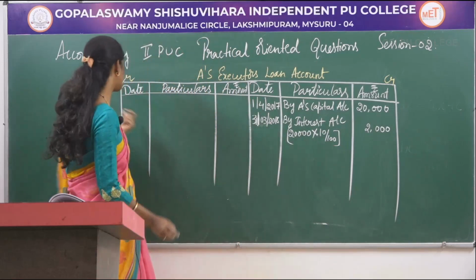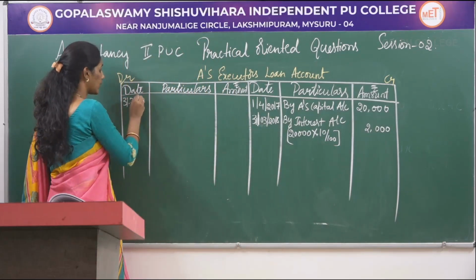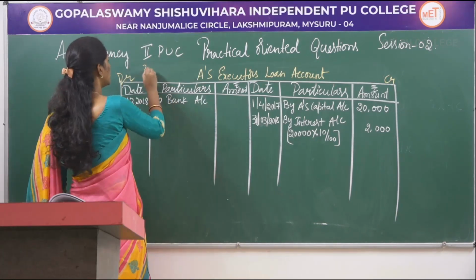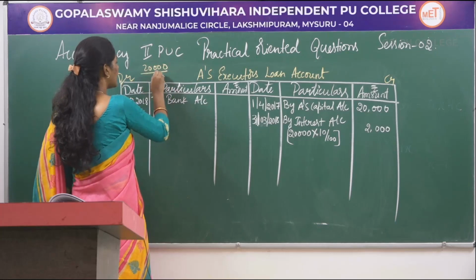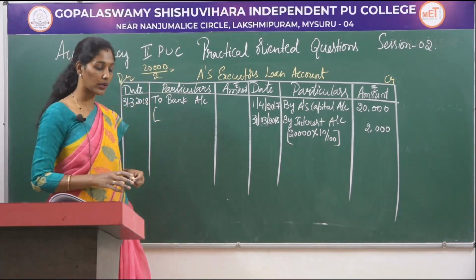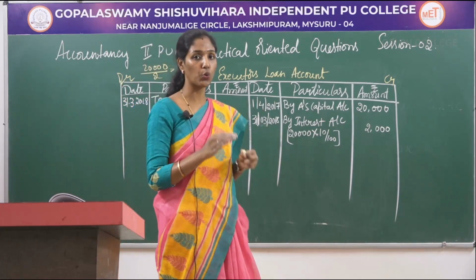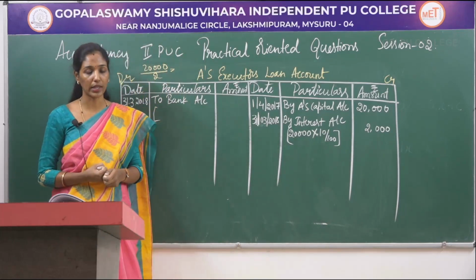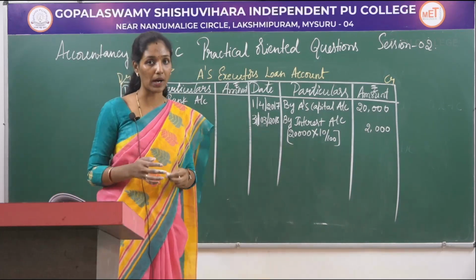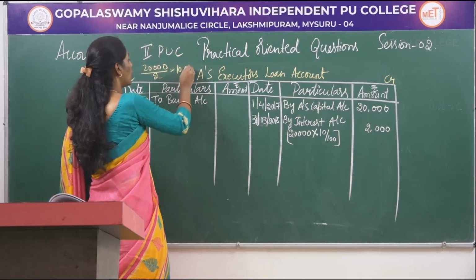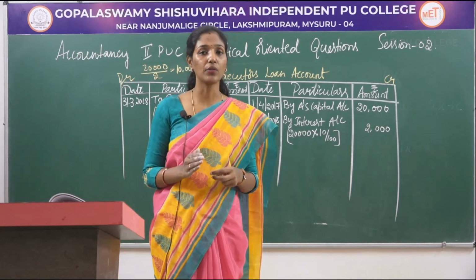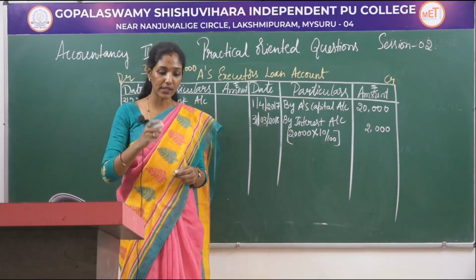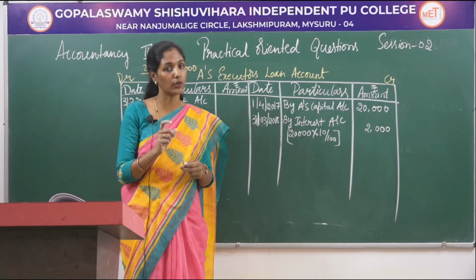So now coming to the debit side, as on 31/3/2018 to bank account, so 20,000 divided by 2. In your question they have mentioned loan must be paid in 2 equal annual installments. So whatever loan amount you assume, you must divide the amount by 2. So then you will get 10,000. When you divide loan amount by 2, then you will get the amount of first installment. You will know how much to pay in the first installment.